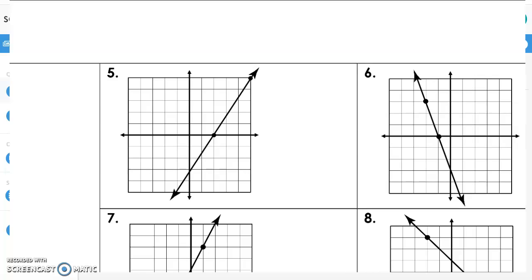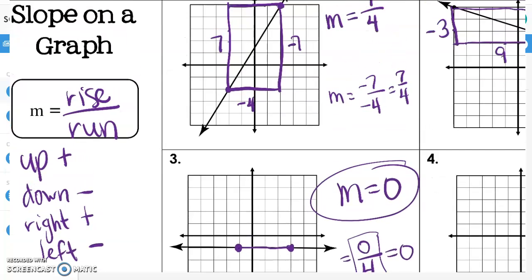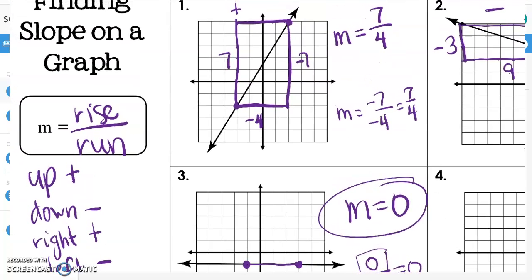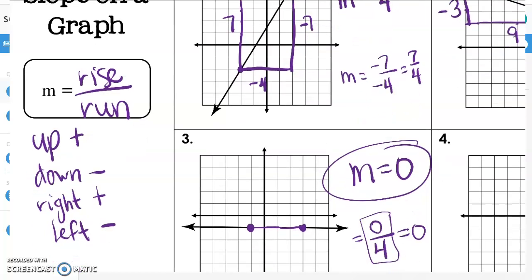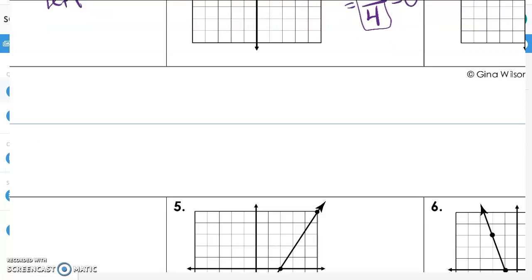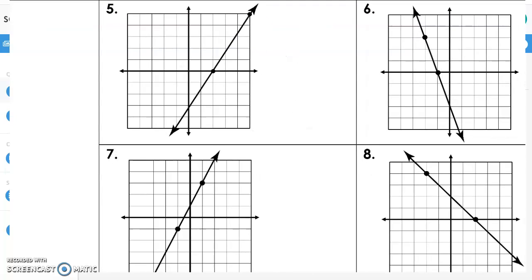On page 4-2, we're going to continue counting the slope of these lines. So just your reminder from 4-1, slope is rise over run. So up or down, left or right. Always write it as a simplified fraction.